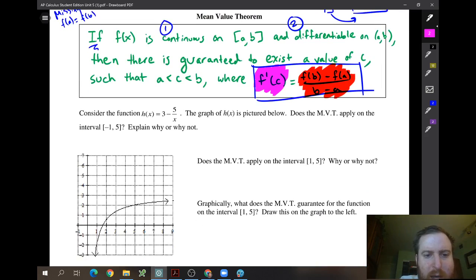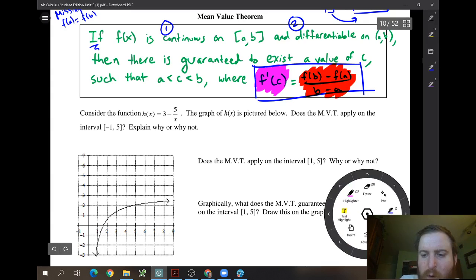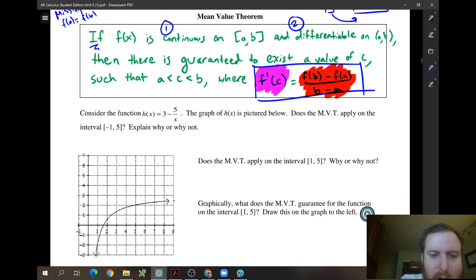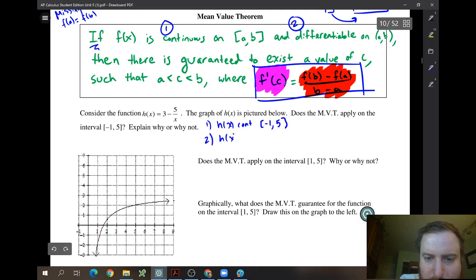So if we consider the function h of x equals 3 minus 5 over x, and the graph of h of x is pictured below, does the mean value theorem apply on the interval from -1 to 5? Explain why or why not. In order for it to apply, all we're thinking about are our two conditions. Our first condition is that h of x must be continuous from -1 to 5. And our second condition is that h of x must be differentiable. And again, as soon as one doesn't work, you don't even have to move on.